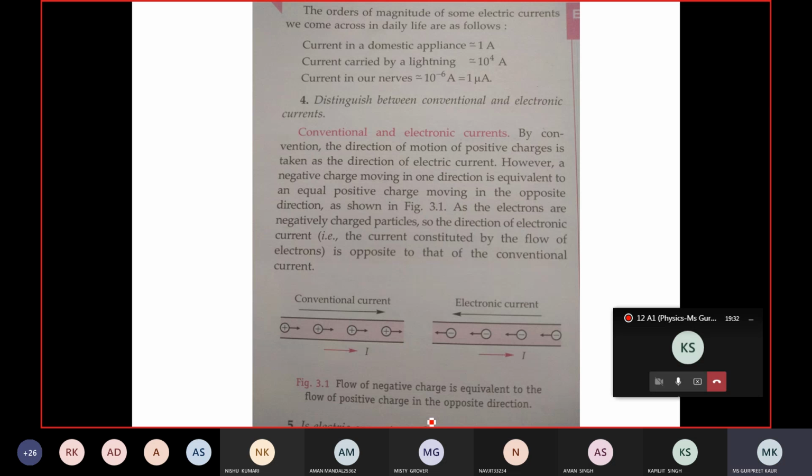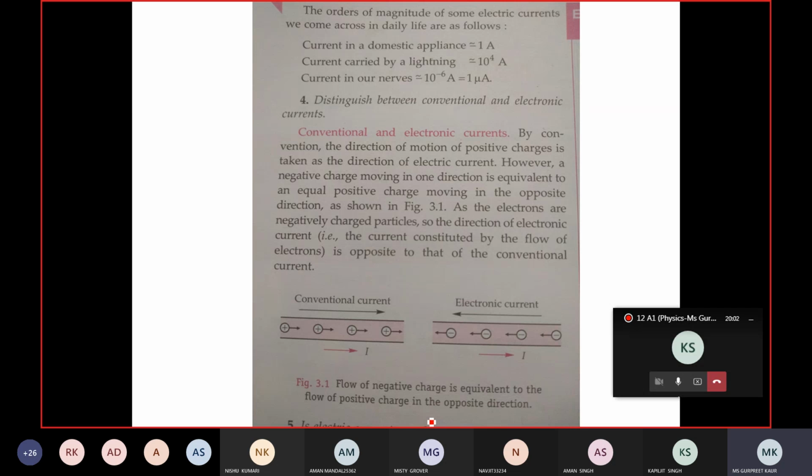So these are the order of magnitude of currents which we come across in daily life. Now what are conventional and electronic currents? By convention, the direction of motion of positive charge is taken as the direction of electric current. That is opposite to the flow of electrons in a conductor.